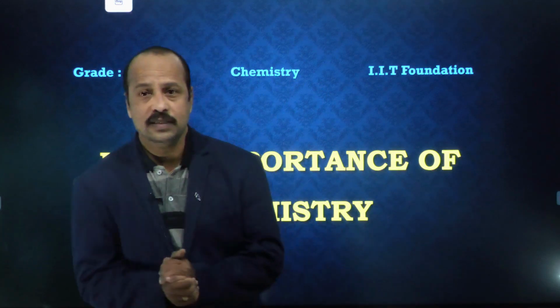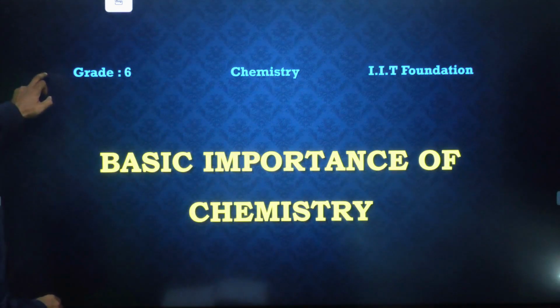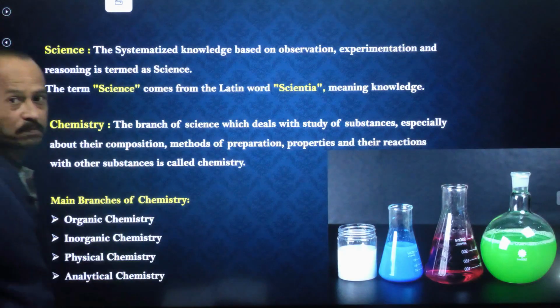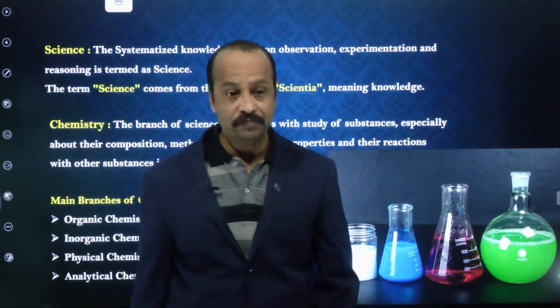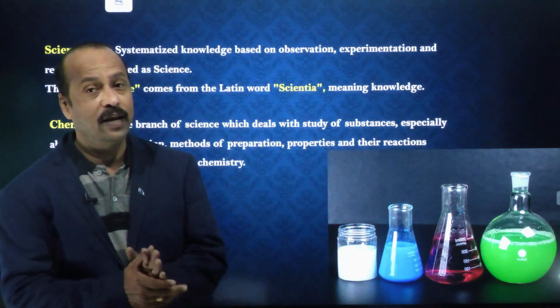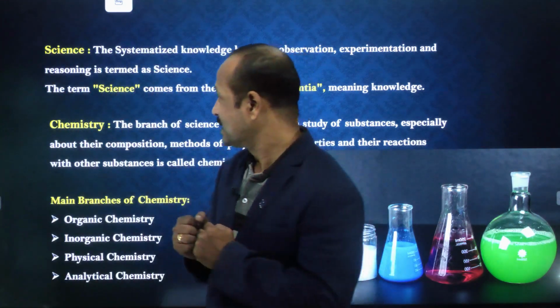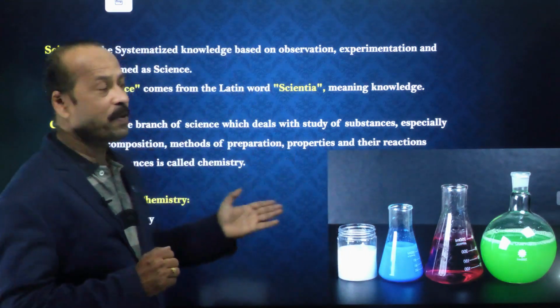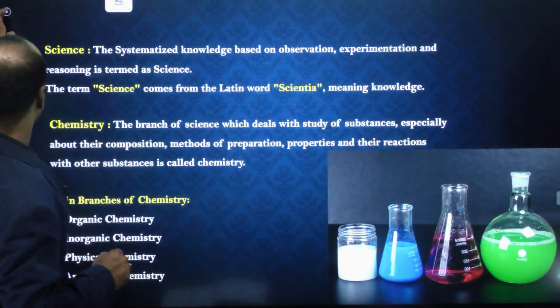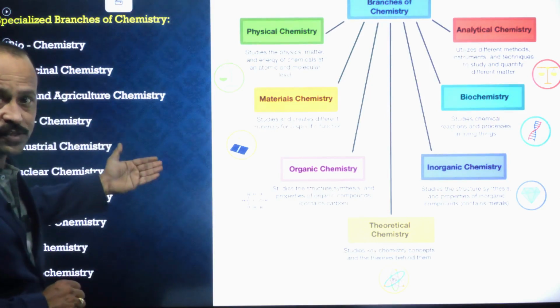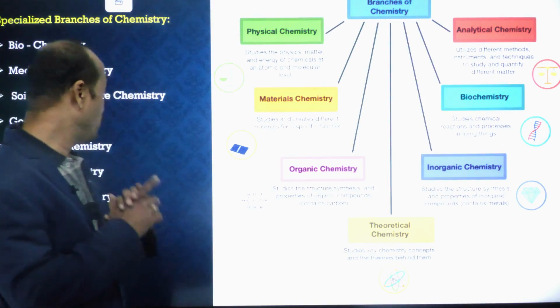Right? So students, in the previous class, now we are in 6th class, right? In the previous classes we started the basics and importance of chemistry. So what we discussed here, we discussed so many things. First, basics: what is science and from where science is taken, what are the main branches of science and other specialized branches. All this we discussed in the first class.